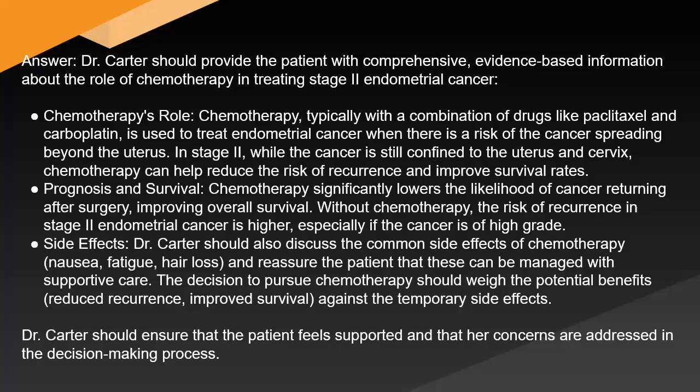Answer. Dr. Carter should provide the patient with comprehensive, evidence-based information about the role of chemotherapy in treating stage I endometrial cancer. Chemotherapy, typically with a combination of drugs like paclitaxel and carboplatin, is used to treat endometrial cancer when there is a risk of the cancer spreading beyond the uterus. In stage I, while the cancer is still confined to the uterus and cervix, chemotherapy can help reduce the risk of recurrence and improve survival rates.